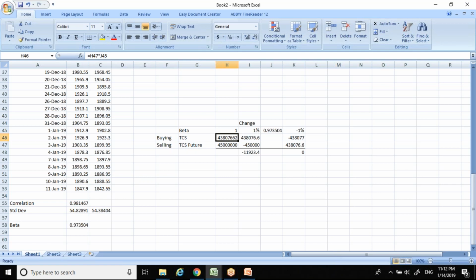So in this situation, if there is a change of 1% in prices, you will lose this much. And TCS future will obviously change by this much, so both are equal and you don't have any risks, and your portfolio is properly hedged.